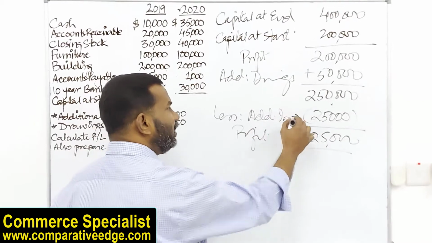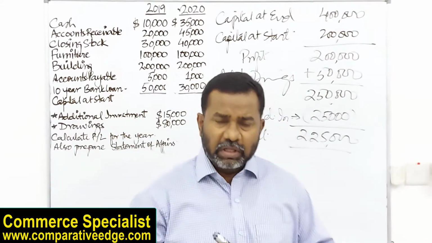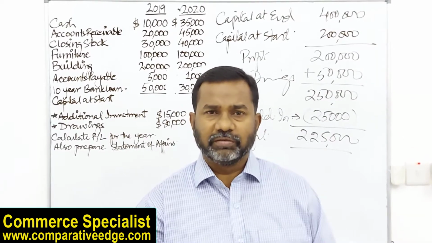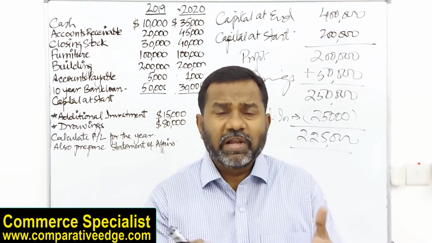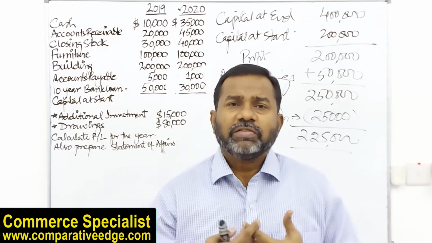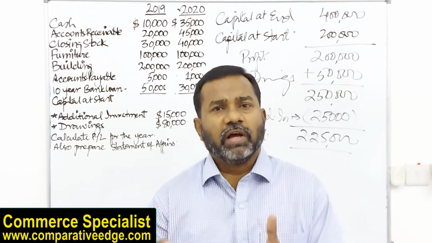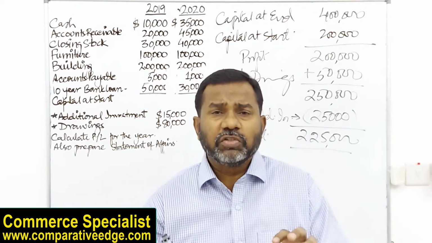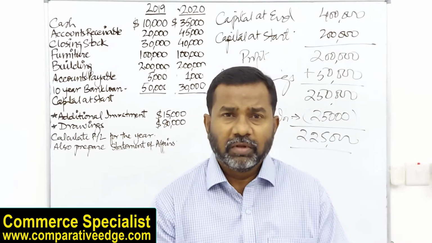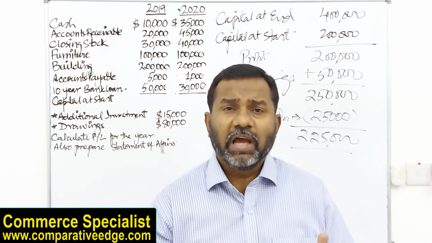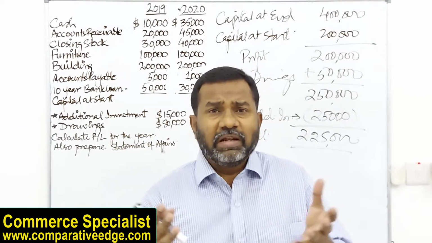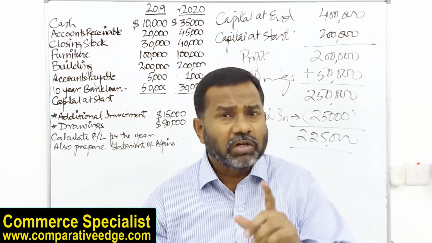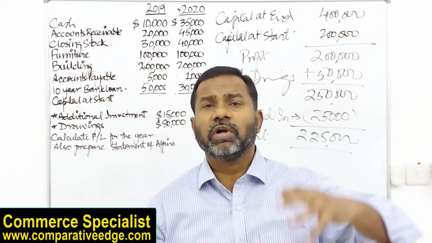Why I subtracted additional investment is, look, profit is what you earn from outsiders, from your customers. You can't take your investment as your profit. For example, if I start a business on January 1st with 100,000, and after 3 months, I invest 20,000 more, how much is my capital after 3 months? It's 120,000, but that does not mean I made a profit of 20,000. What you invest is not your profit. Your profit is what you earn from customers.